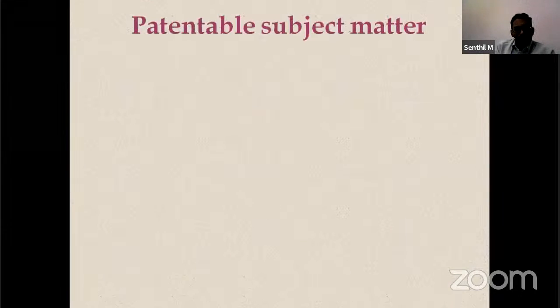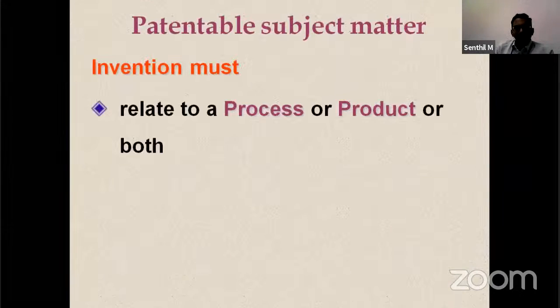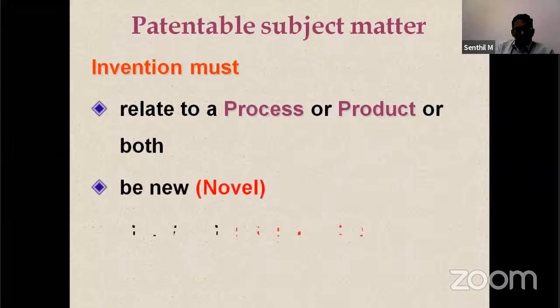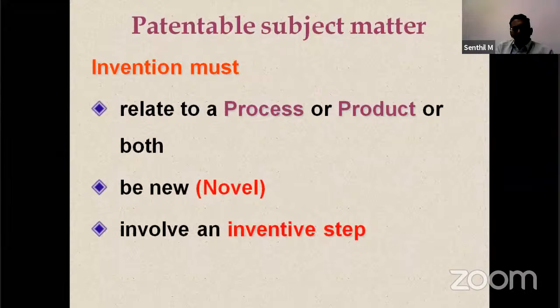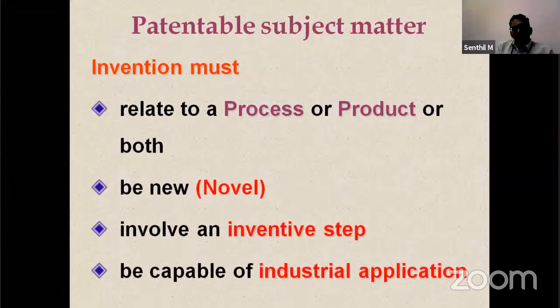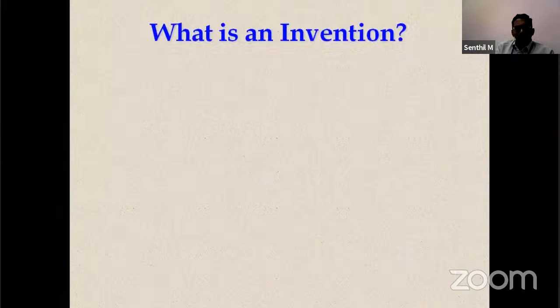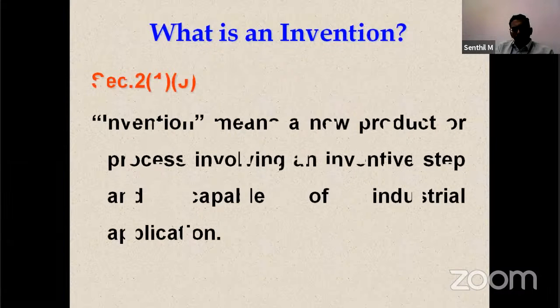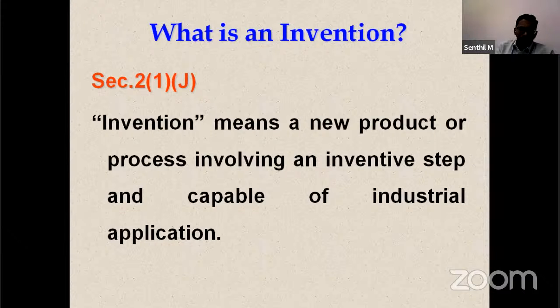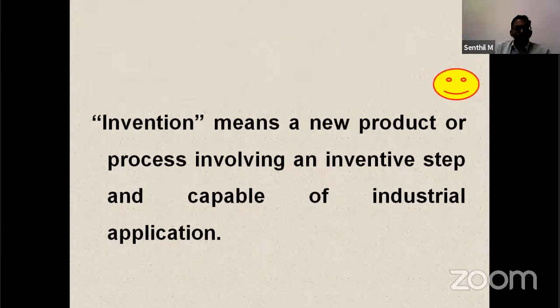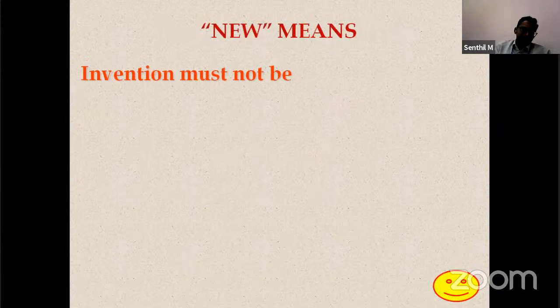So we're coming into patentable subject matter, invention must be related to a process, product, or both. So let us see what it is. It should be novel and it should involve an inventive step. It should be capable of industrial applicability. We'll see what an invention is again. So invention means a new product or process that involves an inventive step and is capable of industrial applicability. So it should be new, and let us see what new means.